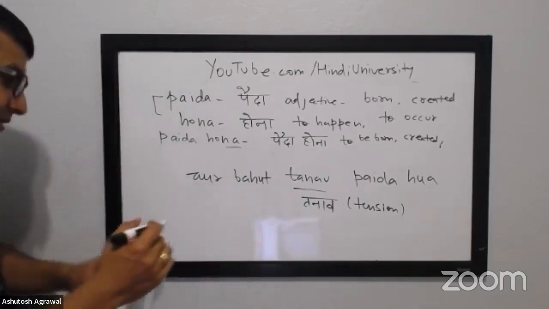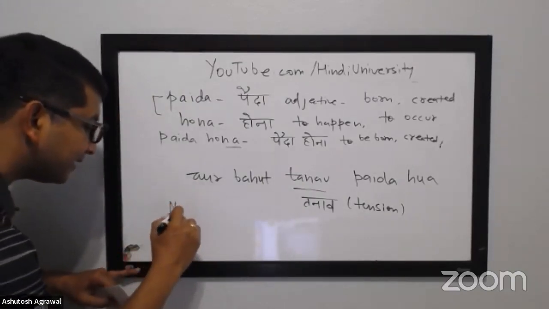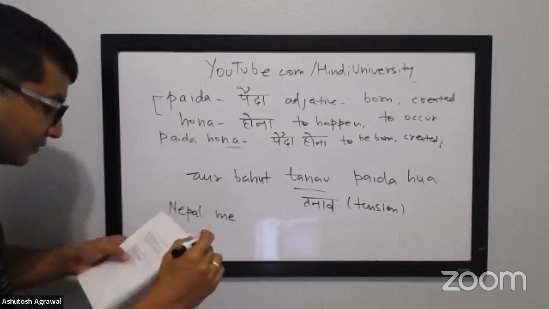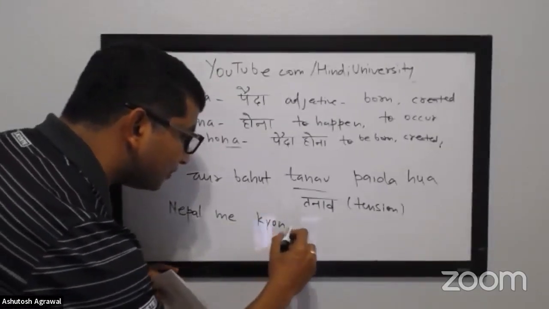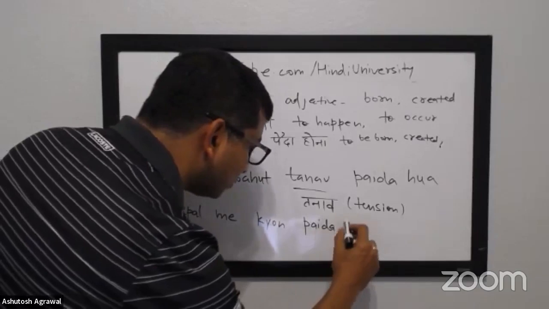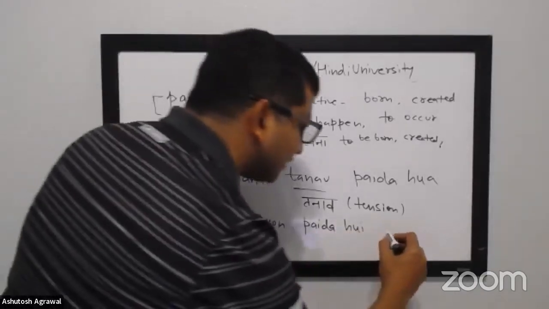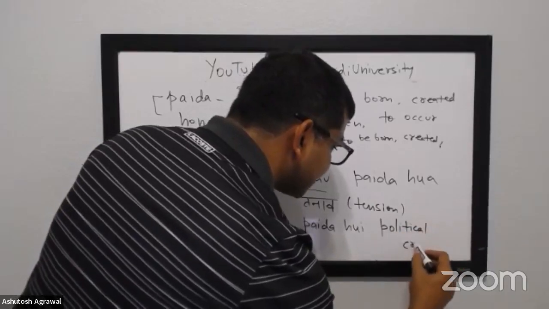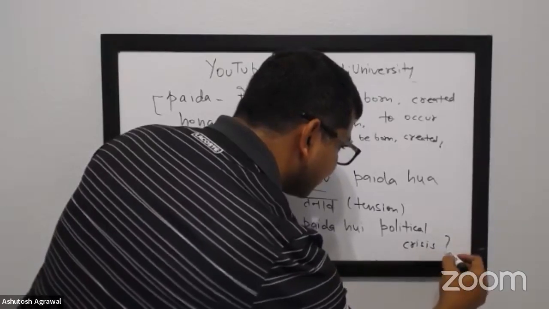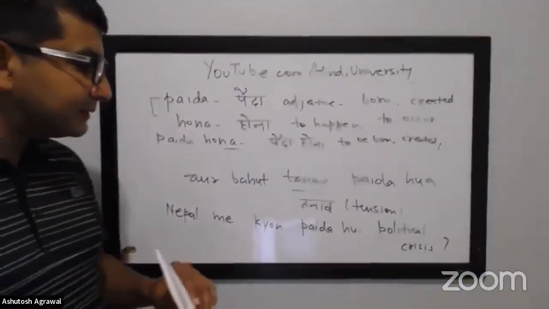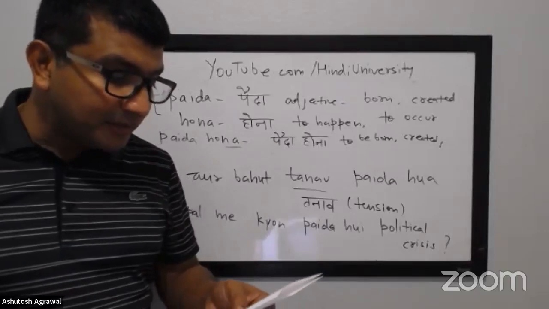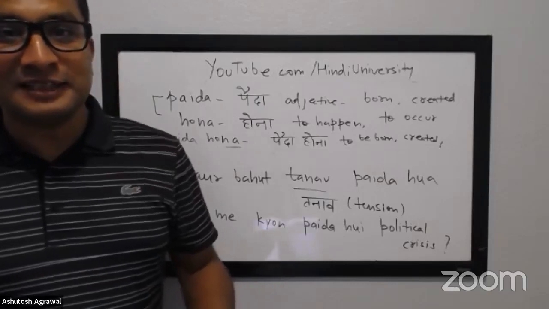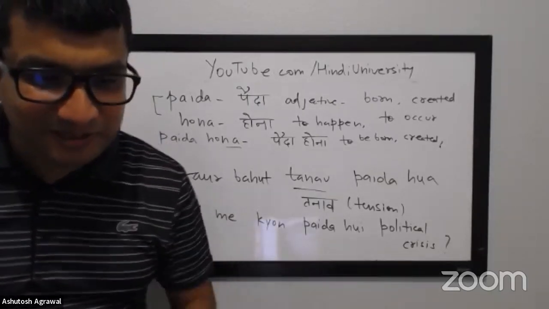Okay, this one is the recent one. Nepal में, and this is like नेपाल में क्यों पैदा हुई? नेपाल में क्यों पैदा हुई? I'm going to write it down in English. Political crisis. Okay, नेपाल में क्यों पैदा हुई political crisis. It was written in Hindi, which is नेपाल में क्यों पैदा हुआ राजनीतिक संकट. Okay, राजनीतिक संकट is a long word. It's nothing but a political crisis. So I made it easy for you.